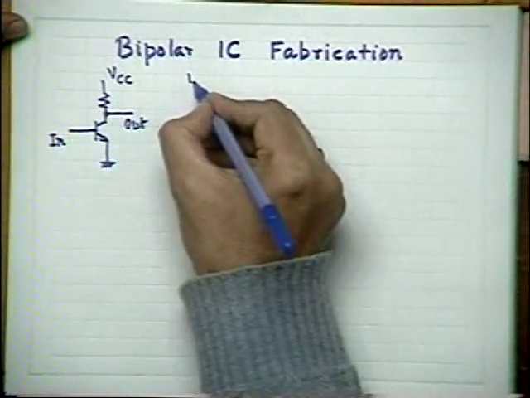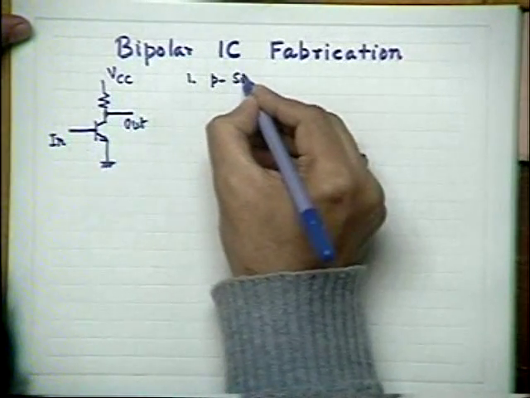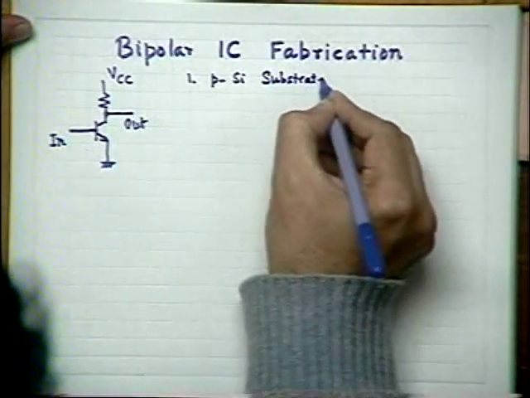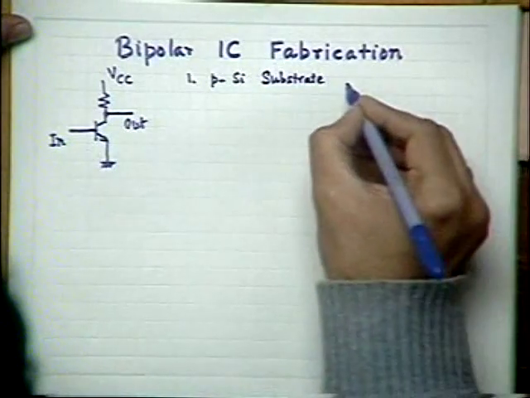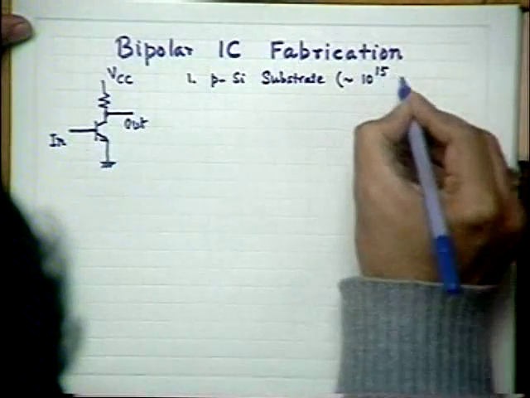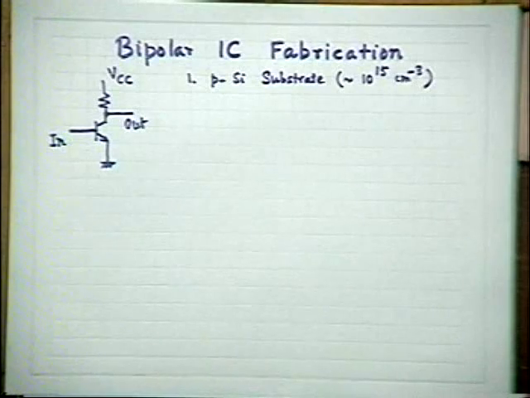I will first write down the steps, and then subsequently I shall discuss some illustrations of the fabrication. Step 1, we start with a p-type silicon substrate, with a doping concentration of around 10 to the power 15 per centimeter cube. That is the starting substrate.